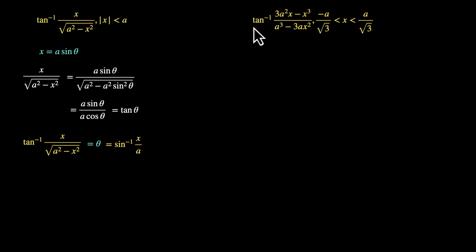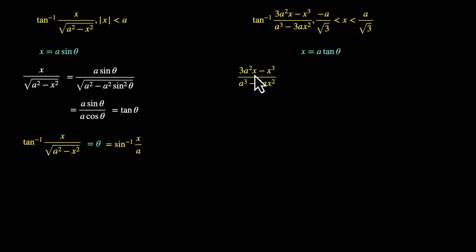Last problem. Tan inverse of 3a square x minus x cube divided by a cube minus 3a x square. The range for x is this. So what substitution works here? Pause the video, think about it. Alright, so this is the triple angle identity for tan: 3x minus x cube by 1 minus 3x square. If x is tan theta, this becomes tan 3 theta. But we also have a in the picture. So let's assume that x is equal to a tan theta.